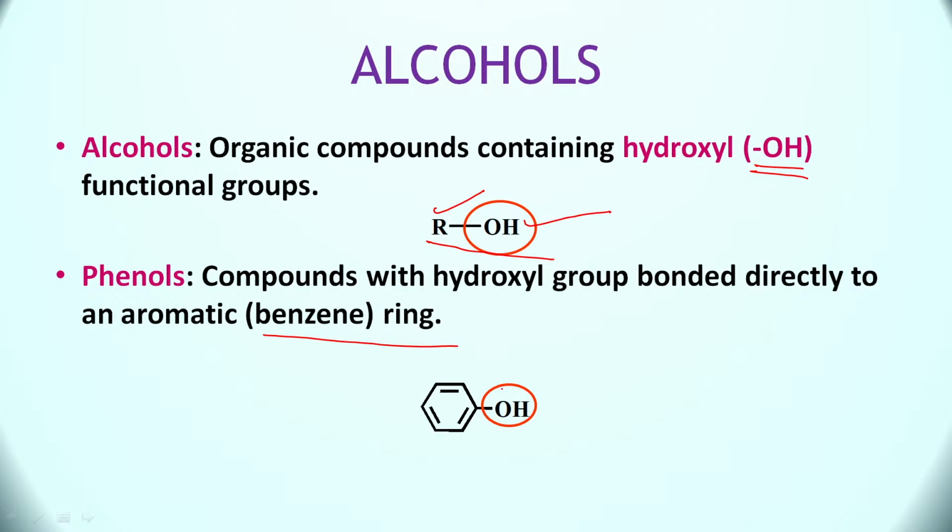The general formula of phenol is PhOH. Here the OH group is directly attached with the phenyl ring. Let us take the classification of alcohols. Based on number of OH groups, alcohols can be classified into two types.